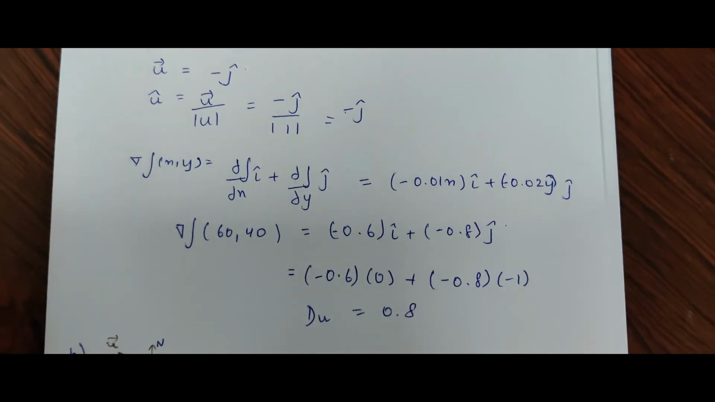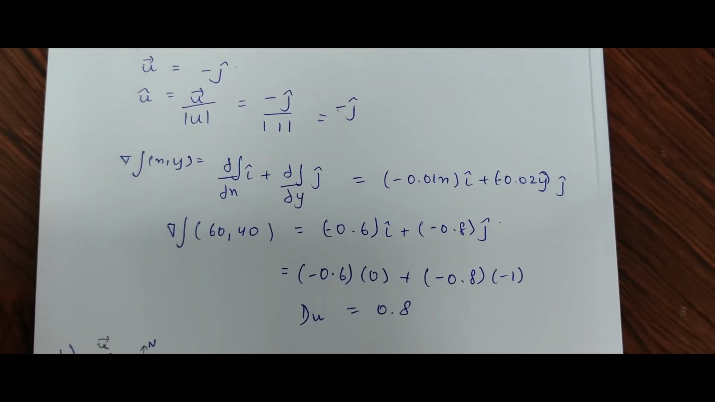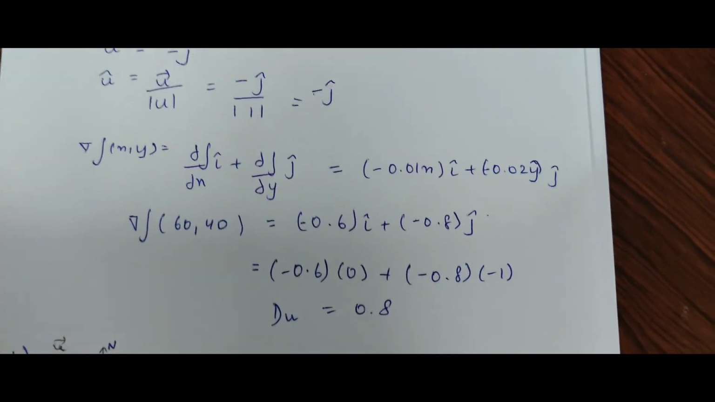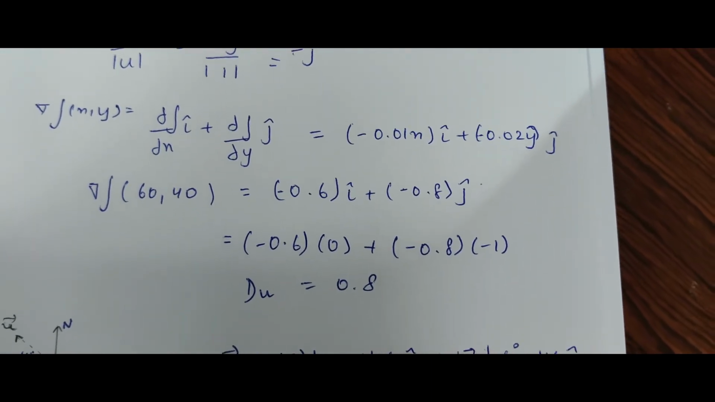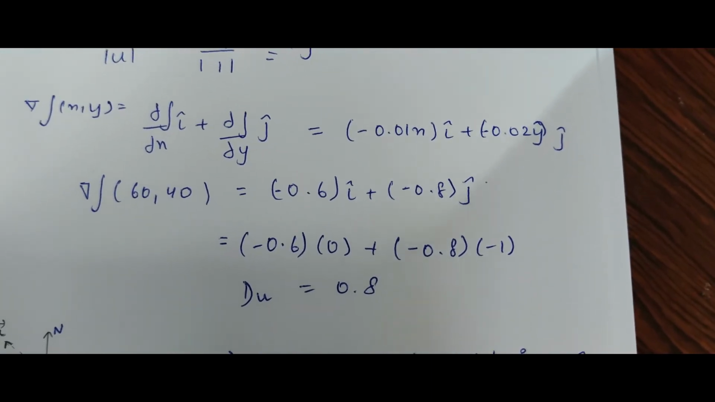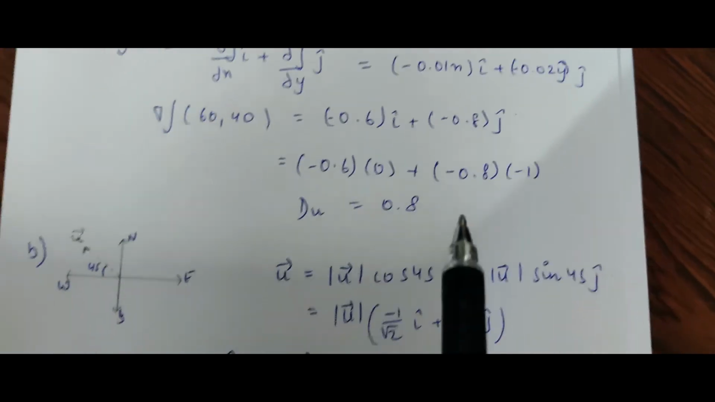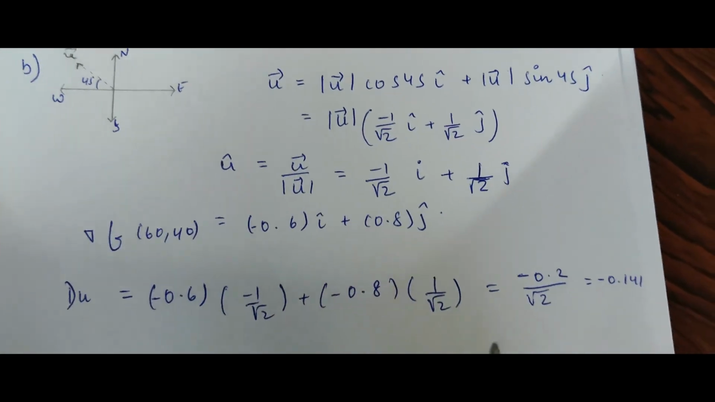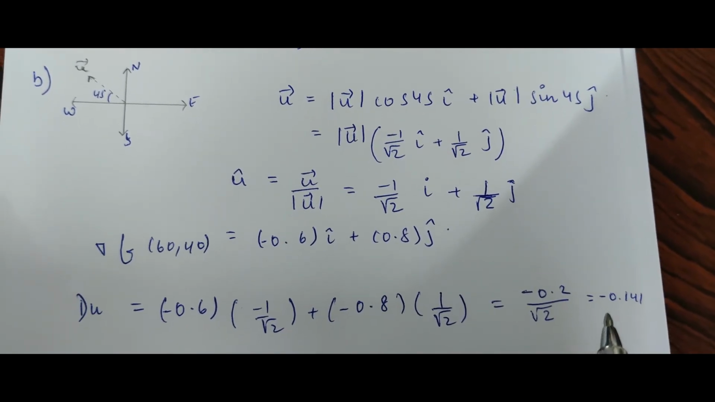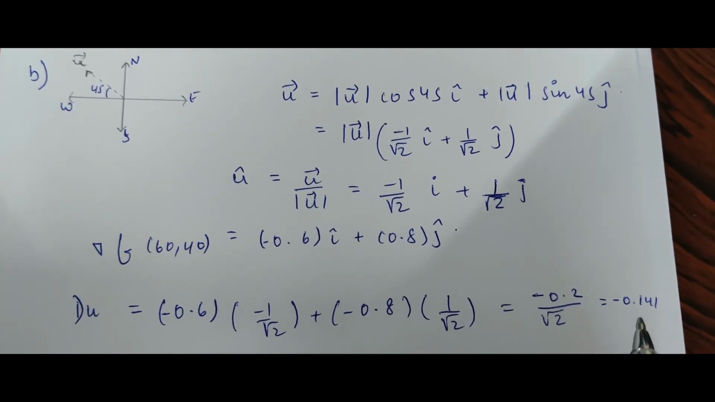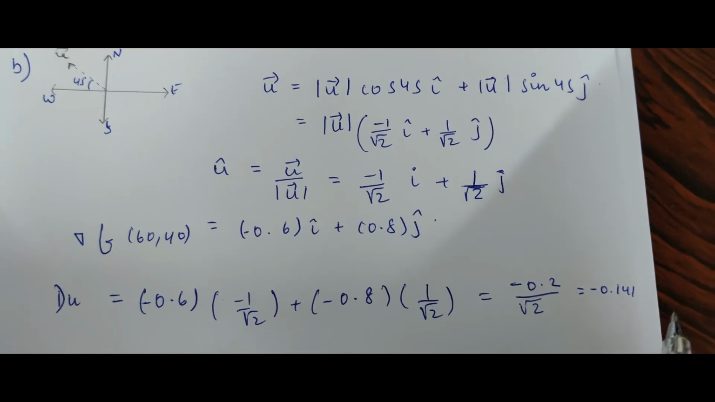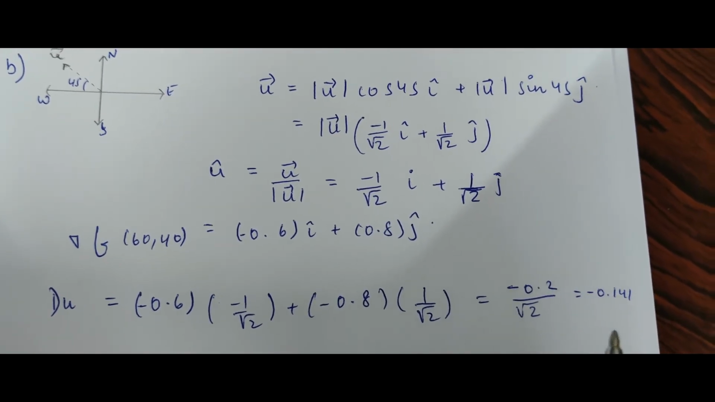Just wanted to add one more thing. I'd forgotten to answer the second part for both A and B. For A, we will be ascending at the rate of 0.8 vertical meters per horizontal meter, and for the B part, we will be descending the hill at the rate of 0.141 vertical meters per horizontal meter.